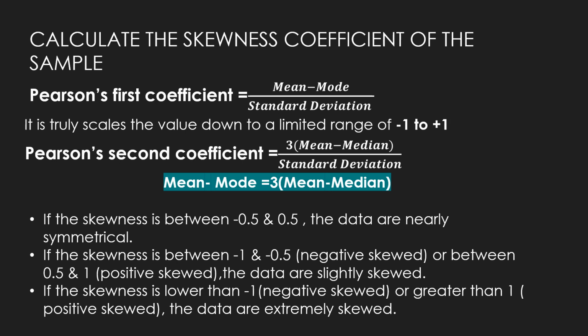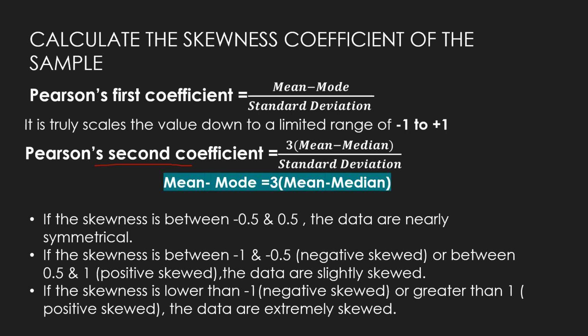So, how do we calculate the skewness coefficient of the sample? Here, Pearson's first coefficient of skewness is given by mean minus mode divided by standard deviation. So it truly scales the value down to a limited range of -1 to +1. Here, Pearson's second coefficient of skewness is 3 into mean minus median divided by standard deviation.